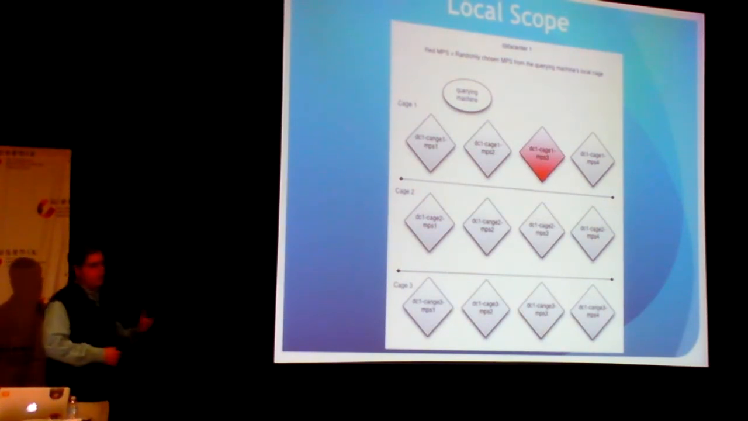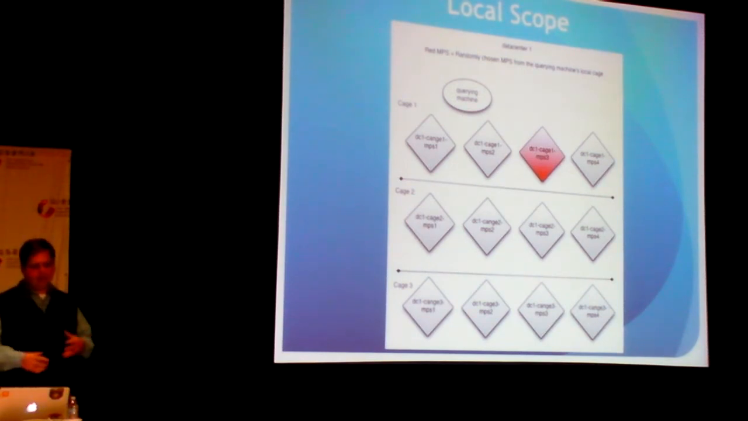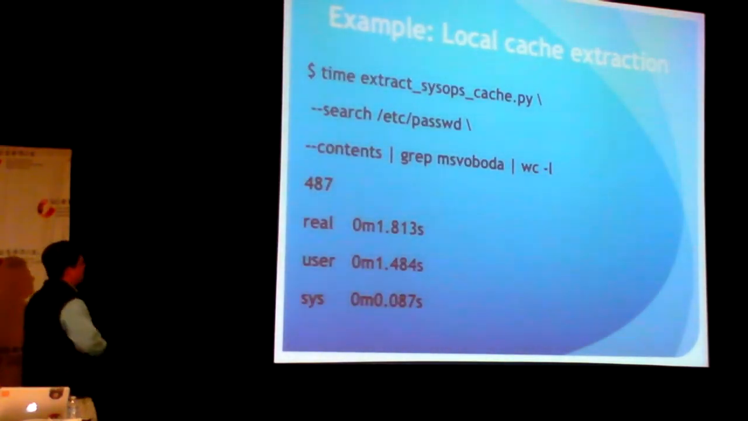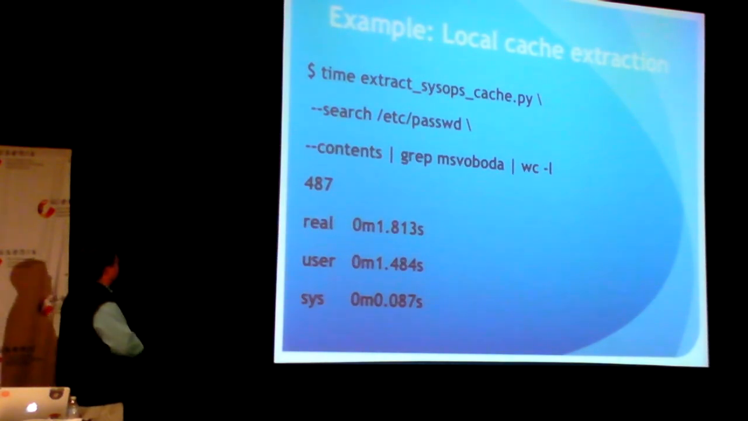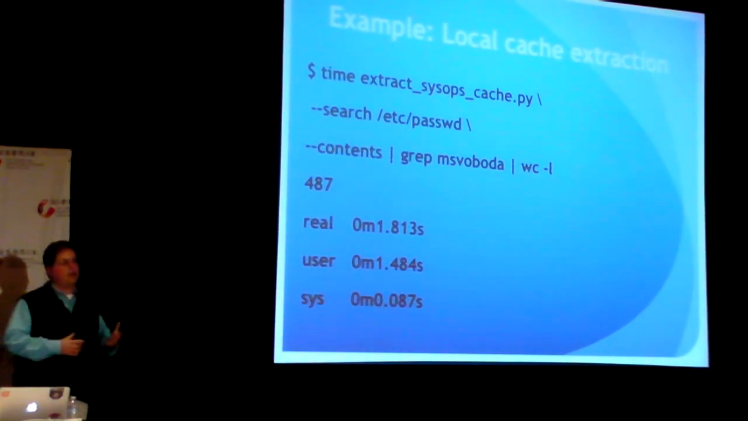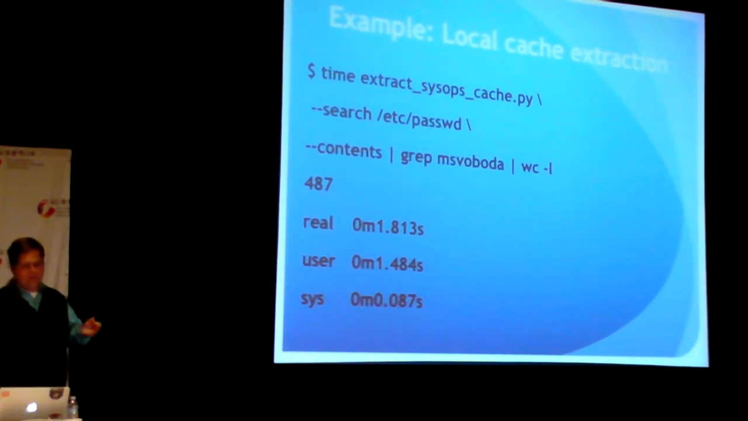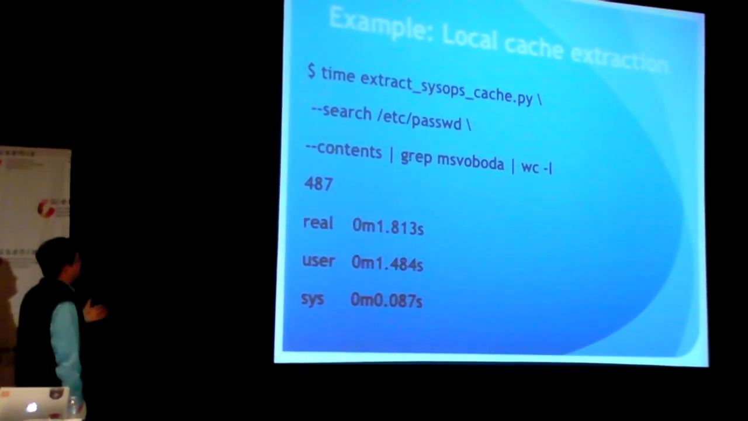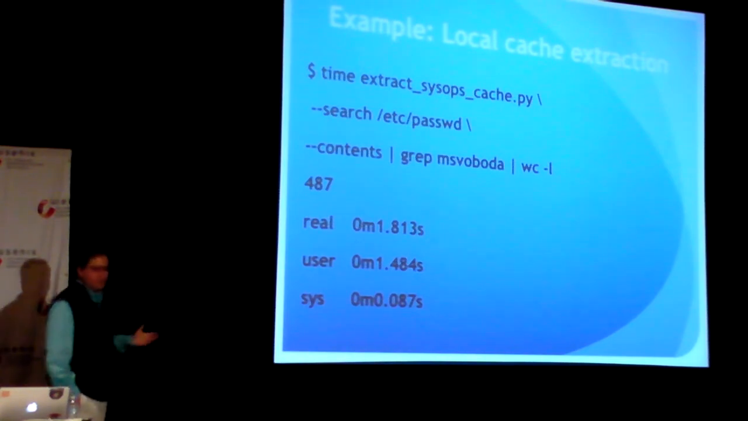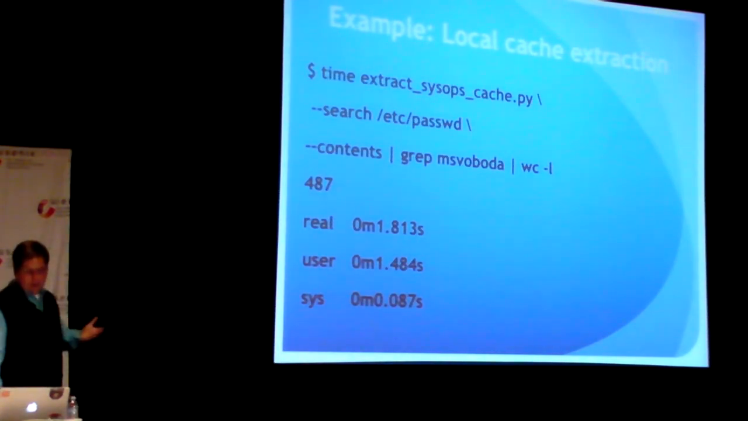So if I'm a web server and my web servers are around me, all I have to do is query my local policy server to build my complete working set. This is an example of the utility that we built executing. So we searched for the /etc/passwd file, and we ask to display the contents. This is extracting array sub 0 out of the cache. I'm displaying /etc/passwd for all the machines in my cage. I'm grepping for my host name, and I found myself in 487 machines, and this executed in a little over a second.